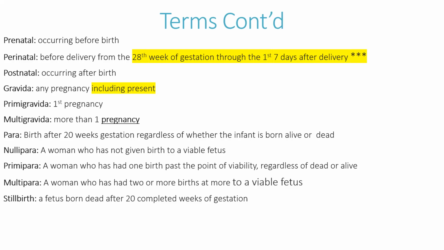And then this right here, gravida, all this stuff right here, really pay attention to this. This is pretty important. So gravida is any pregnancy, including the present one. So on your homeworks or for a potential exam question, if a patient's coming into the clinic for prenatal care, obviously her gravida number would include that potential baby as well. Primigravida is the first pregnancy; multigravida, more than one pregnancy.